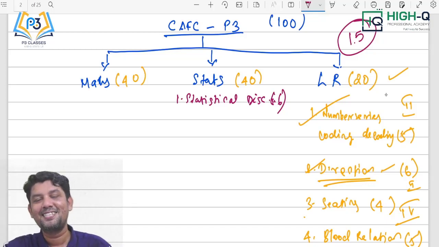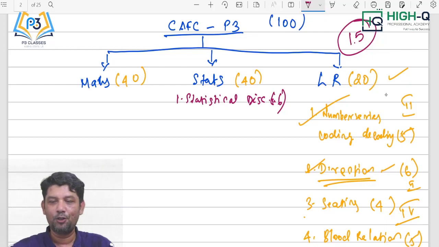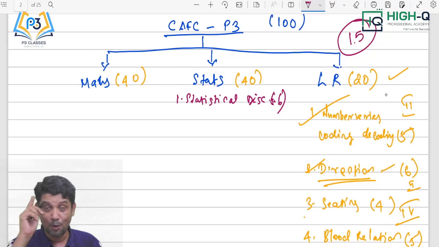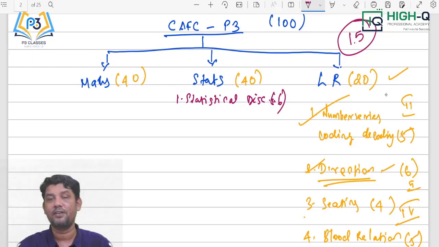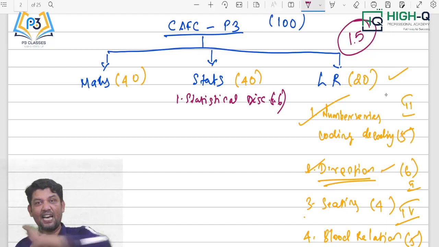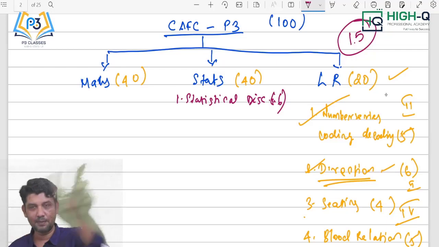Because this is the concept, okay? This is the base for the other topics, my dear. If you don't do this topic, other topics will get affected. So please give importance to statistical description of data. You agree with me, my dear? So this is going to give you 10, 12 marks. 6 marks direct, 6 marks indirect.